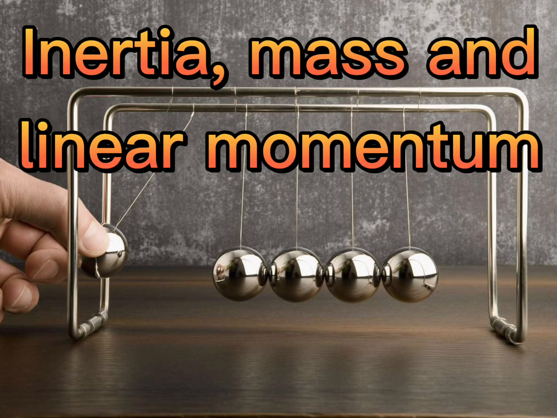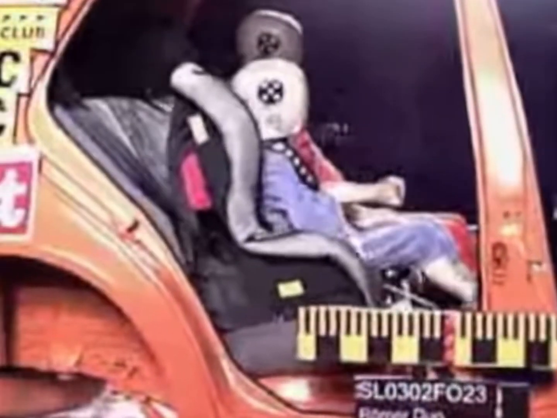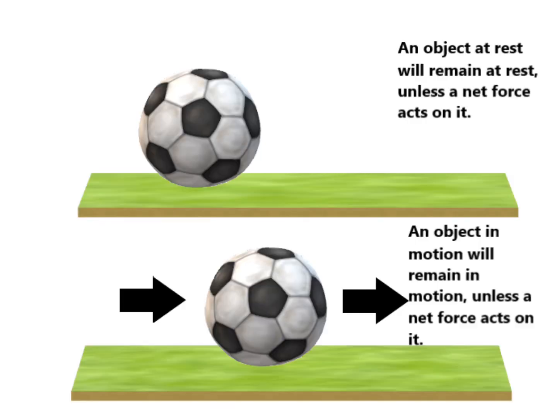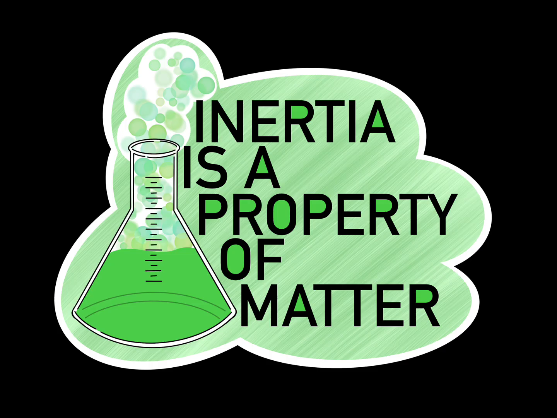Inertia, mass, and linear momentum. Inertia is the property of an object that resists changes in its motion. This means that an object at rest will tend to stay at rest, and an object in motion will tend to keep moving in a straight line at a constant speed, unless acted upon by another external force.